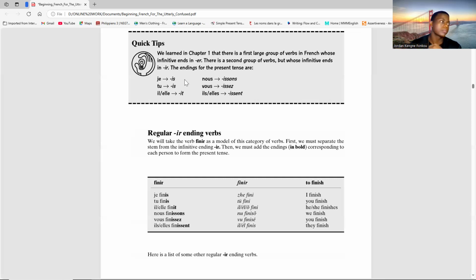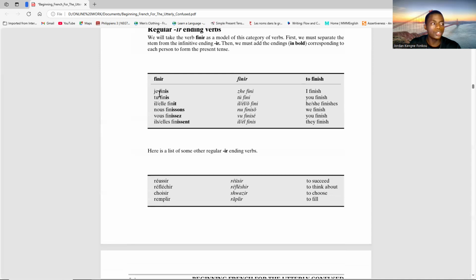Je is is, tu is is, il, elle is it, nous is issons, vous is issez, ils is issent. Let's have a practical scenario over here. Je finis, tu finis, il finit, nous finissons, vous finissez, ils finissent, which means to finish. I finish, you finish, he finishes, and so on.